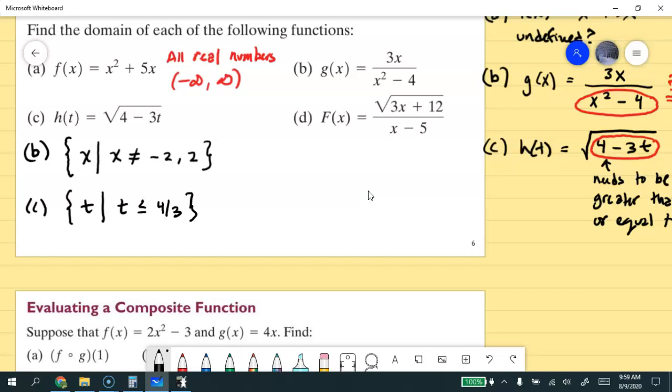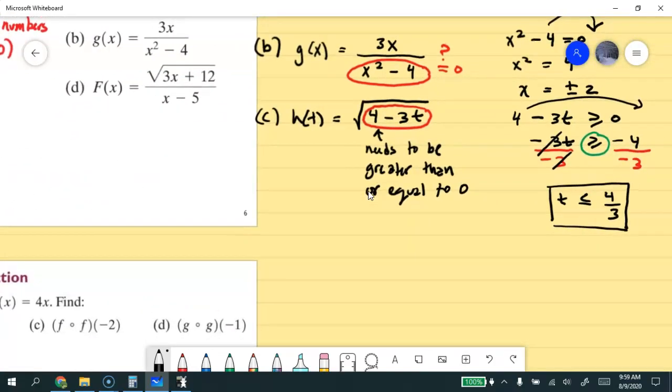There you go. All right. Finally, let's try letter D. Let's see what letter D is all about. Letter D is looking a little bit more complicated because it seems to have more than just one thing there. So in letter D, you've got f of x is equal to 3x plus 12, and then that's further divided by x minus 5.